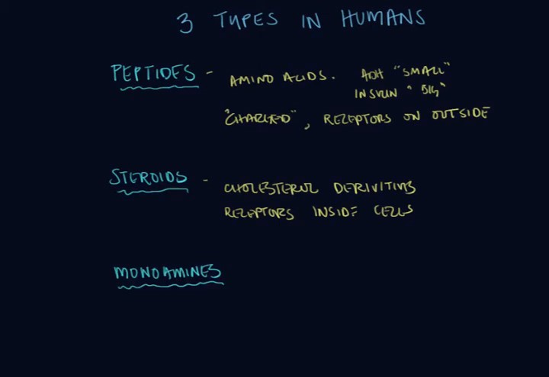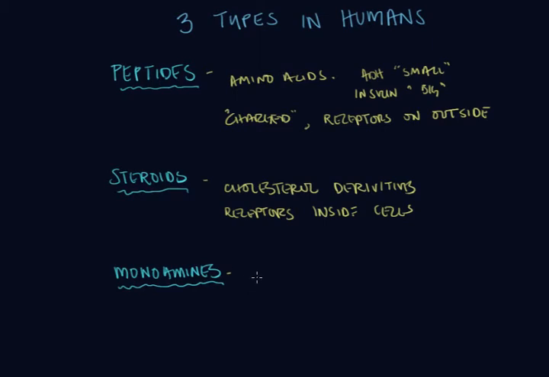Next up, the last main type of hormones in humans are monoamines. And monoamines, they're not quite as common. There's a subcategory of monoamines called catecholamines, which a lot of us have heard of, epinephrine and norepinephrine in our flight or fight response system. But monoamines are altered amino acids which are usually attached to a benzene ring, for you organic chemistry buffs.